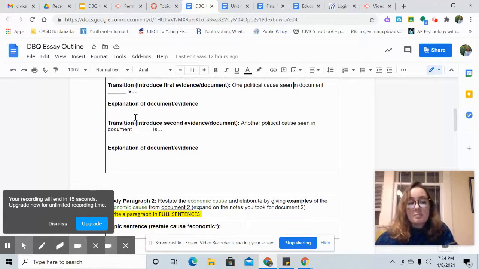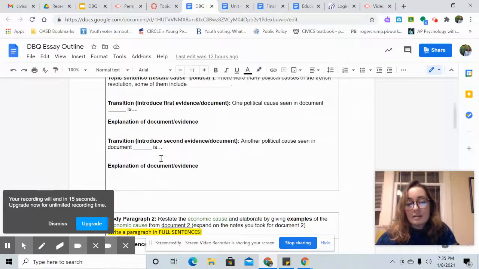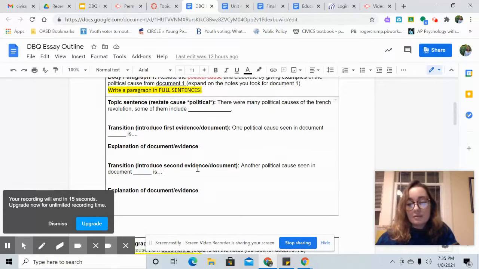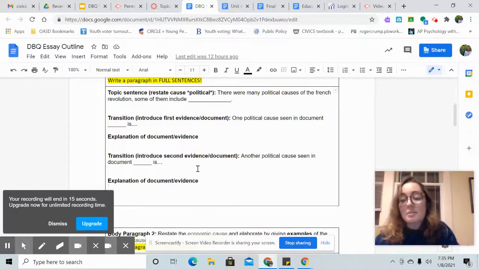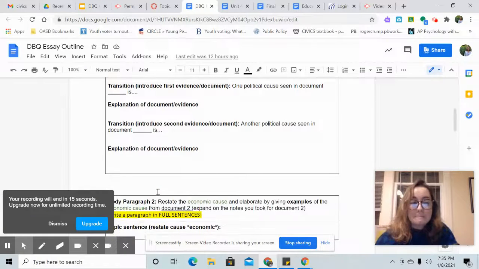And then rinse and repeat, right? So if you have another piece of evidence or another document that you're using, same thing, introduce it. Another political cause seen in document 4 is blah, blah, blah. Give the piece of evidence from the document and then explain what it means and why it connects to being a political cause of the revolution. Why did it make people want to have a revolution?